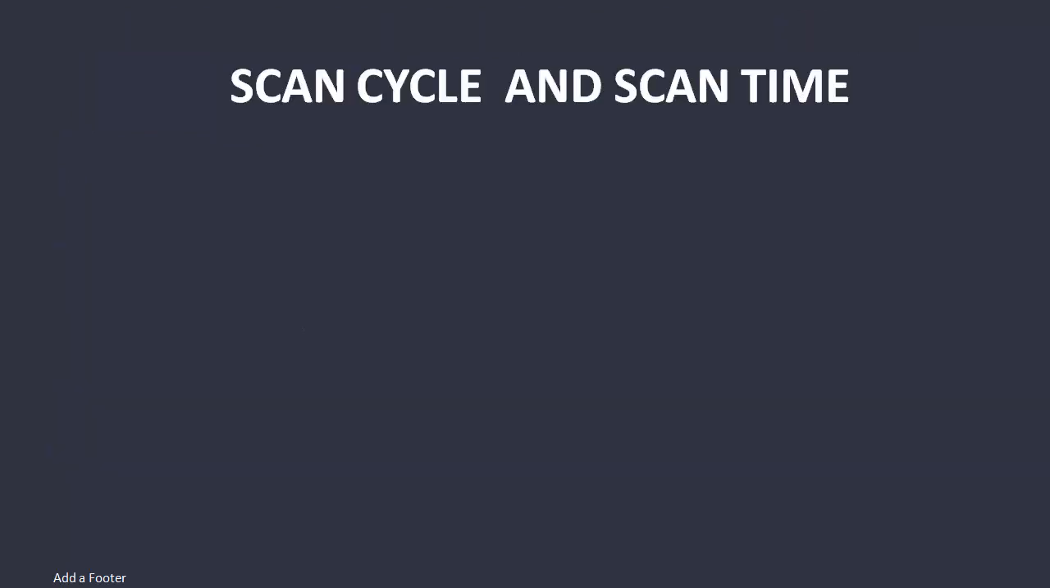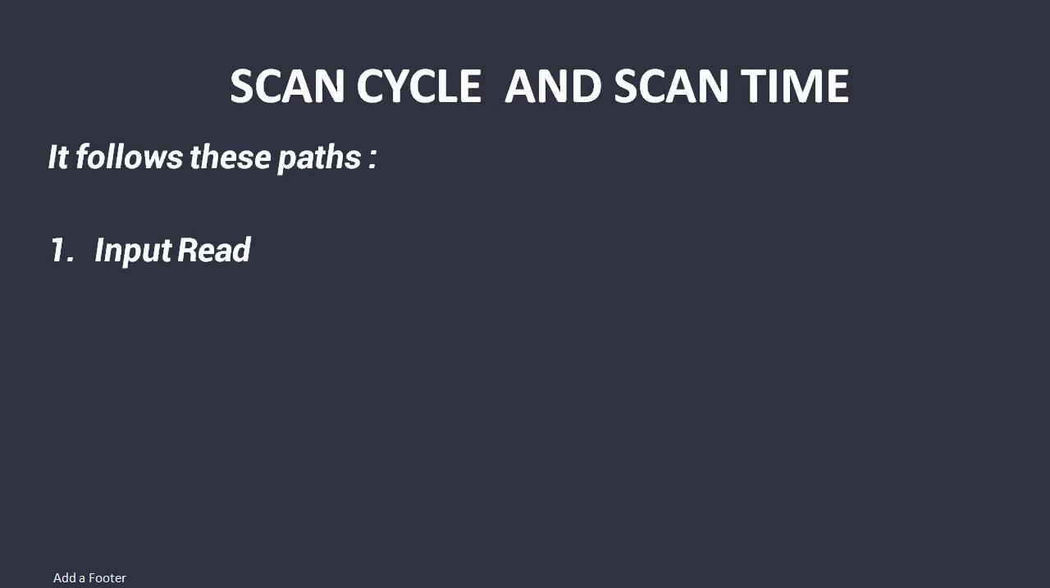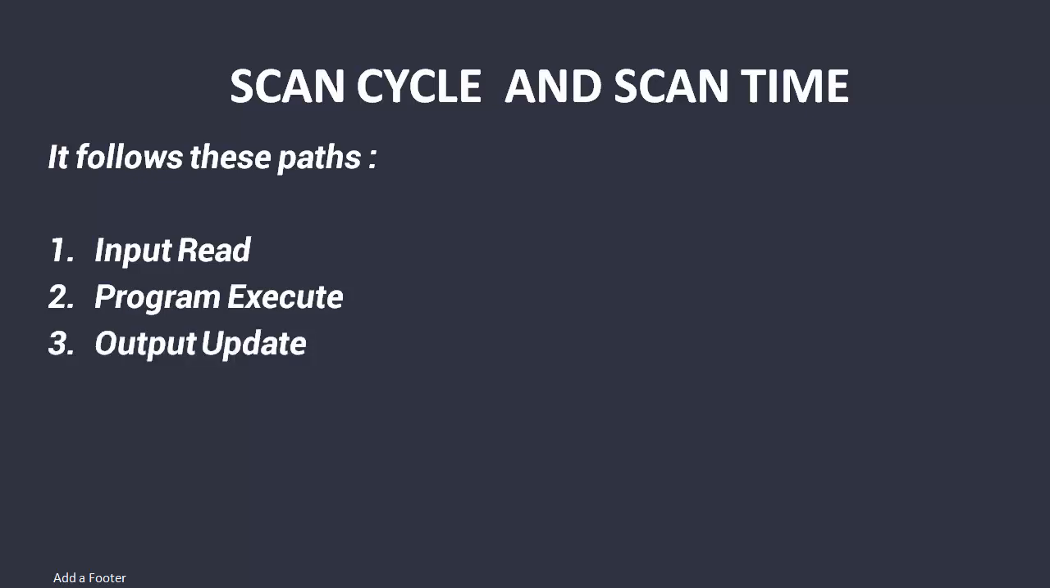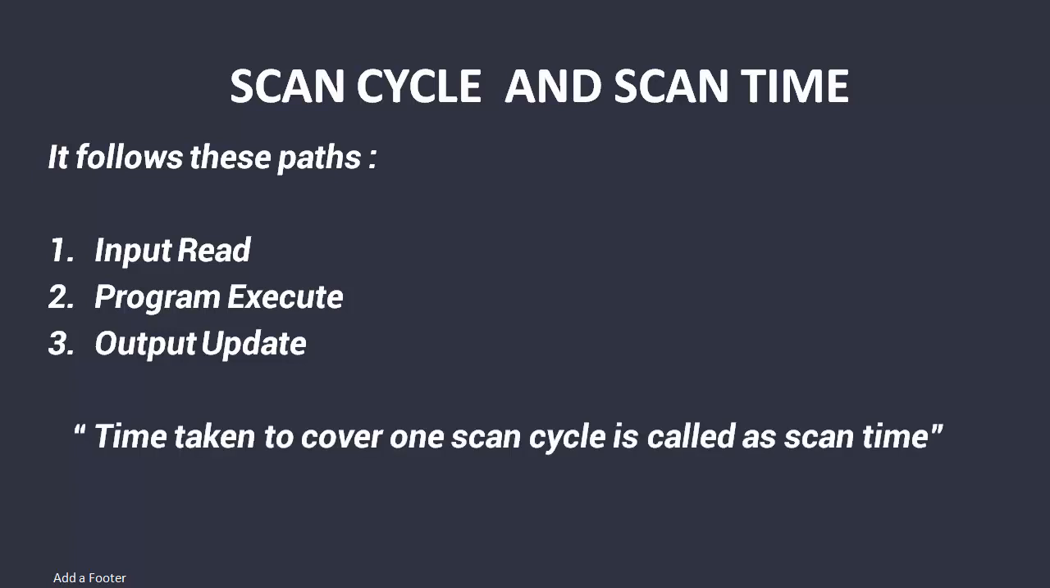So now let's see what is scan cycle and scan time. Your scan cycle follows three parts. One is input, that is read the input first, then execute the program, and then update your output. What is scan time? Time taken to cover one scan cycle is called scan time. So it is normally between 10 milliseconds to 100 milliseconds. The lower the scan time, the better is your program.